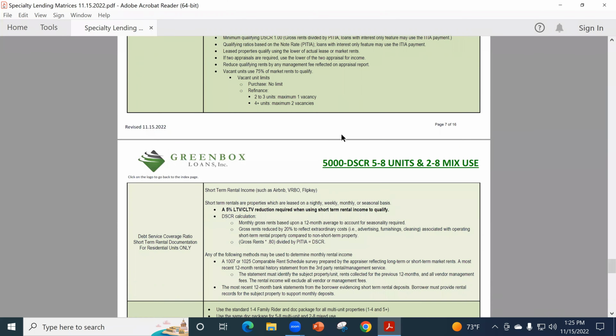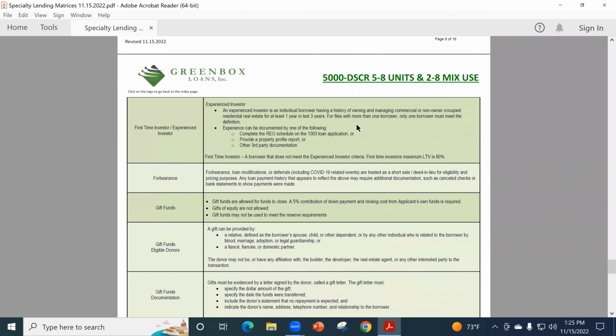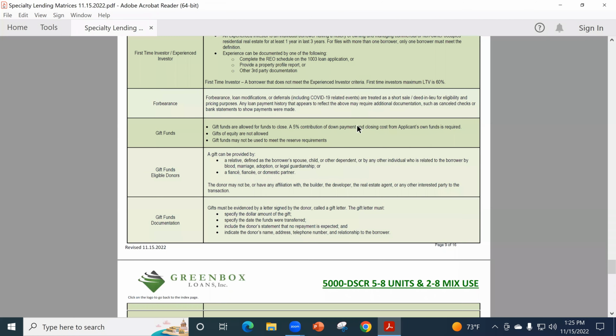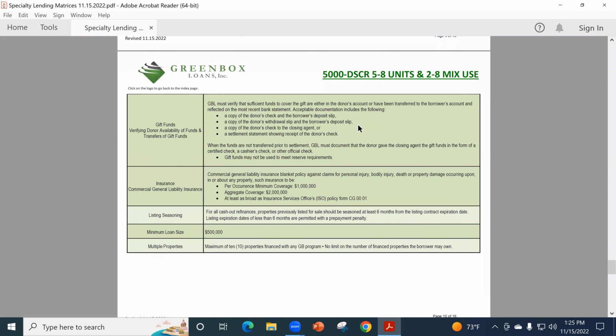Also with our mixed use, 5 to 8 units, fix and flip, all those properties require 2 appraisals. What if it's not mixed use? Can the LTV be a little bit higher? If it's not mixed use, the max LTV, if they're a seasoned investor, would be 75. But either way, mixed use or just 7 or 8 unit fully residential will still require 2 appraisals.